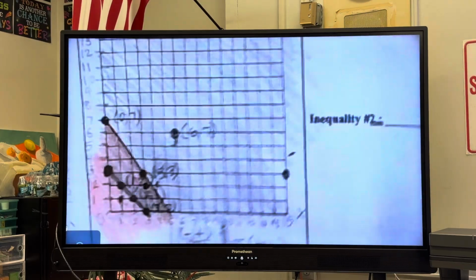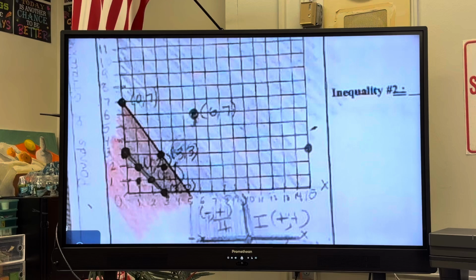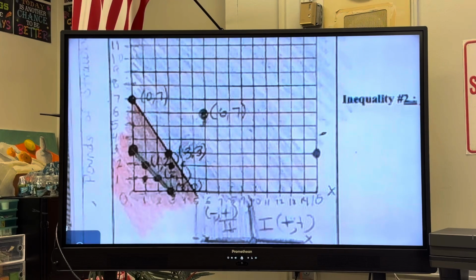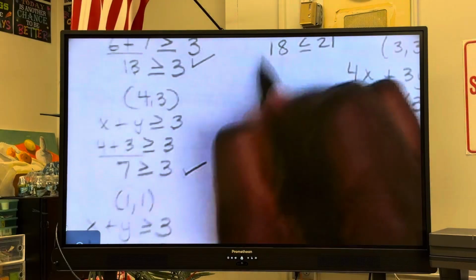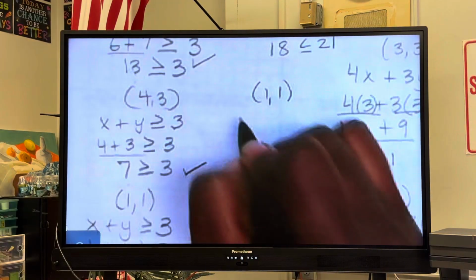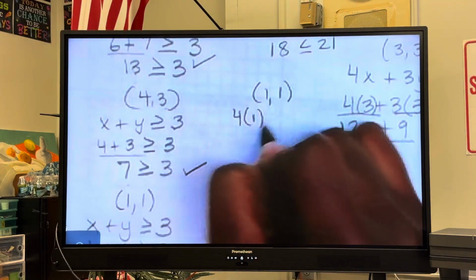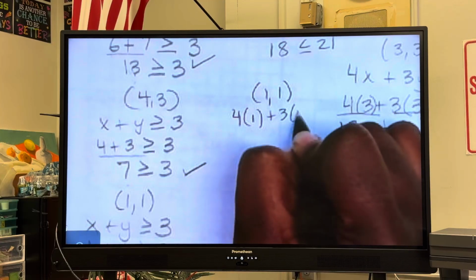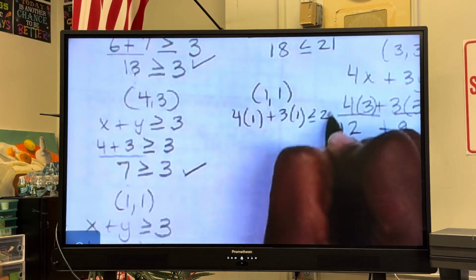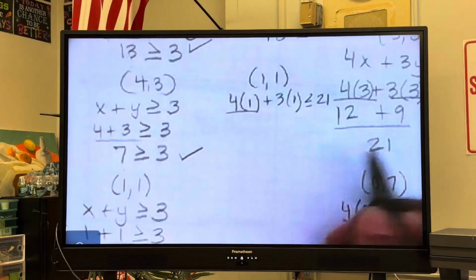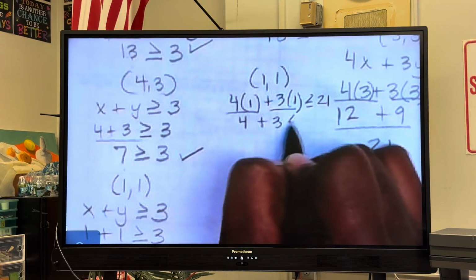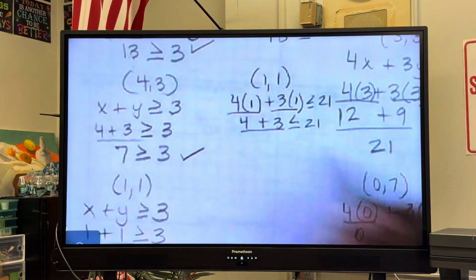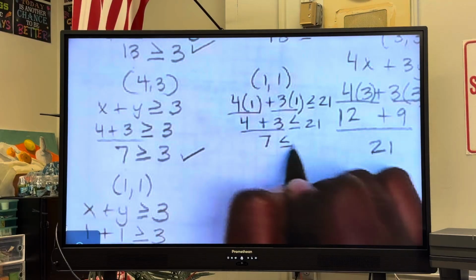All right. What about 1, 1? Is that in my solution region? Is the point 1, 1 in my solution region? Yes. So let's test it. Let's test. 4 times 1 plus 3 times 1 is less than or equal to 21. What's 4 times 1? 4. What's 3 times 1? 3 is less than or equal to 21. What's 4 plus 3? 7 is less than or equal to 21.